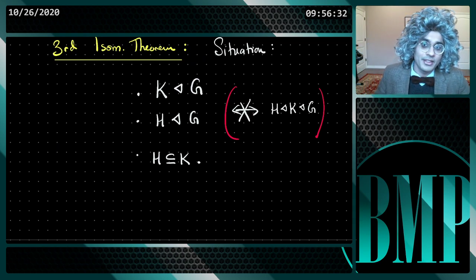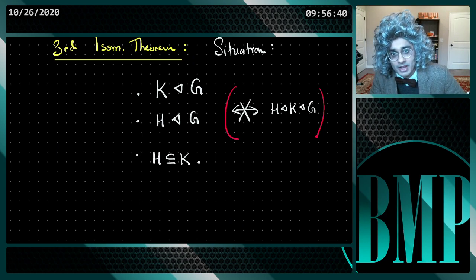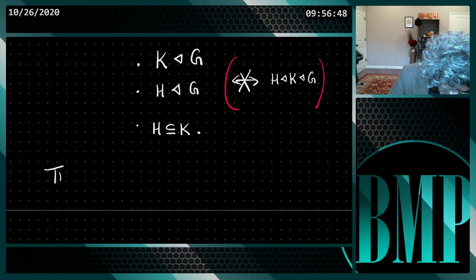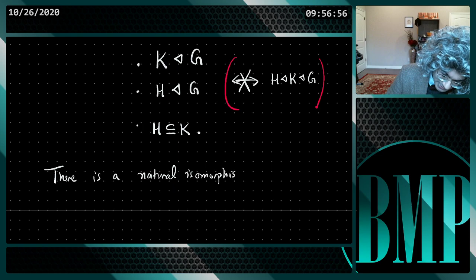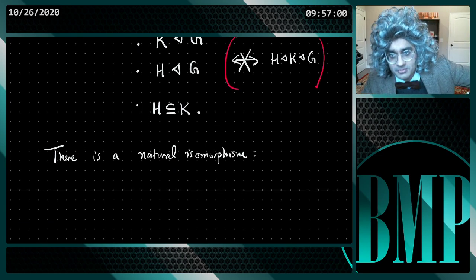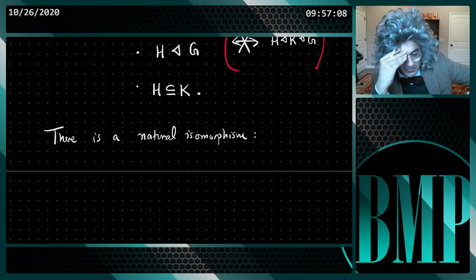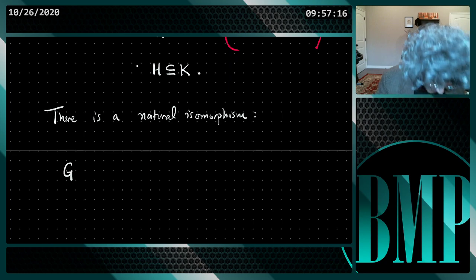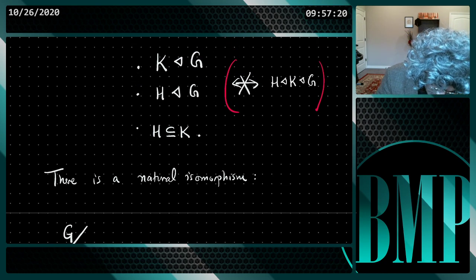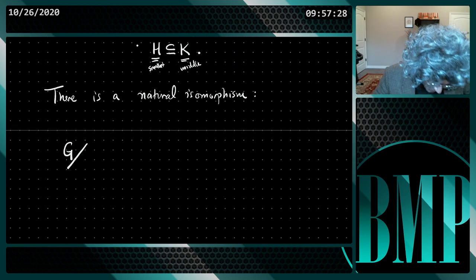So that's the situation. And the third isomorphism theorem tells us something about the relationship between some quotient groups. Okay, so the statement is, there is a very natural isomorphism between two groups. One of the groups is just fractions. You take G mod the biggest, H is the smallest, K is the middle. So G mod the smallest.